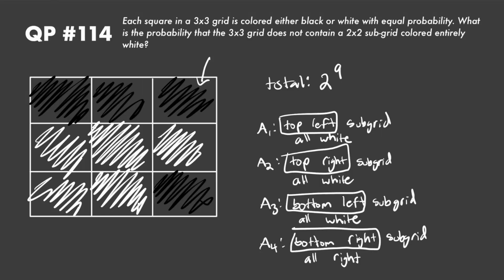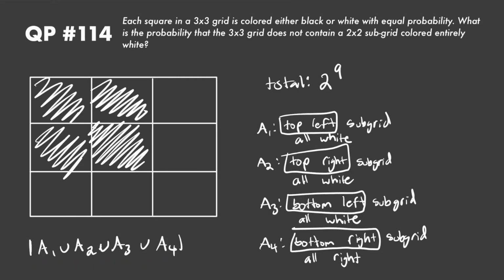So we have 4 different subgrids that could be all white, and I've denoted them by A1 through A4, where A1 is the top left, A2 is the top right, A3 is the bottom left, and A4 is the bottom right. And we want to find the number of events such that any of these are true, so we're basically just finding the union between all of these sets right here, and that's what we're going to subtract from our total. And this is a good question because calculating the magnitude of this union is not going to be as simple as some of the other inclusion-exclusion cases. We're really going to have to think about this.